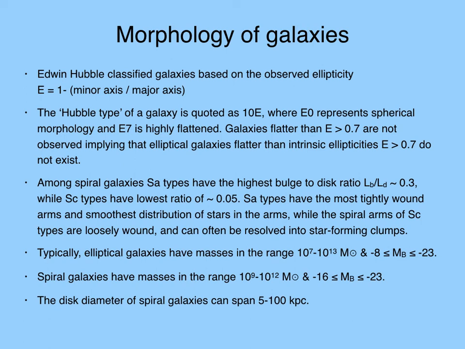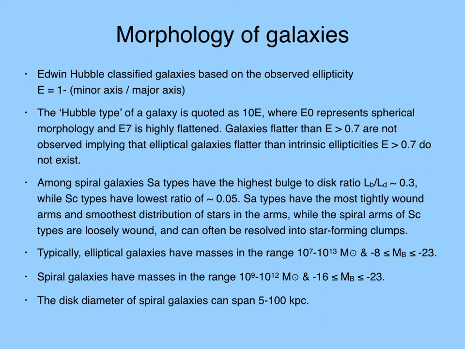Among spiral galaxies, the SA types have the highest bulge to disk ratio of luminosities of the order of 0.3, while SCs have the lowest ratios of 0.05. What this basically implies is that the SA types have the most tightly wound arms and the smoothest distribution of stars in the arms, while the spiral arms of SC types are loosely wound and can often be resolved into star-forming clumps. We'll discuss this point in a minute.